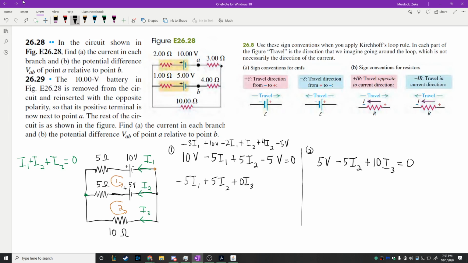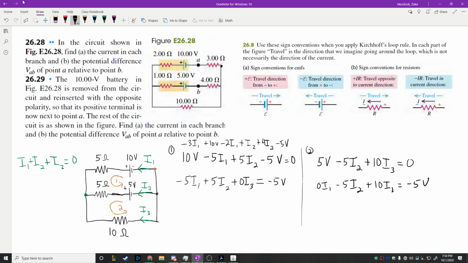So then negative 5I1 plus 5I2, 0I3. We have 10 minus 5, so that's going to be negative 5 when we move over here. This equation, we get 0I1 minus 5I2 plus 10I3, also equal to negative 5 volts. And then this equation's done. It's already good, right?